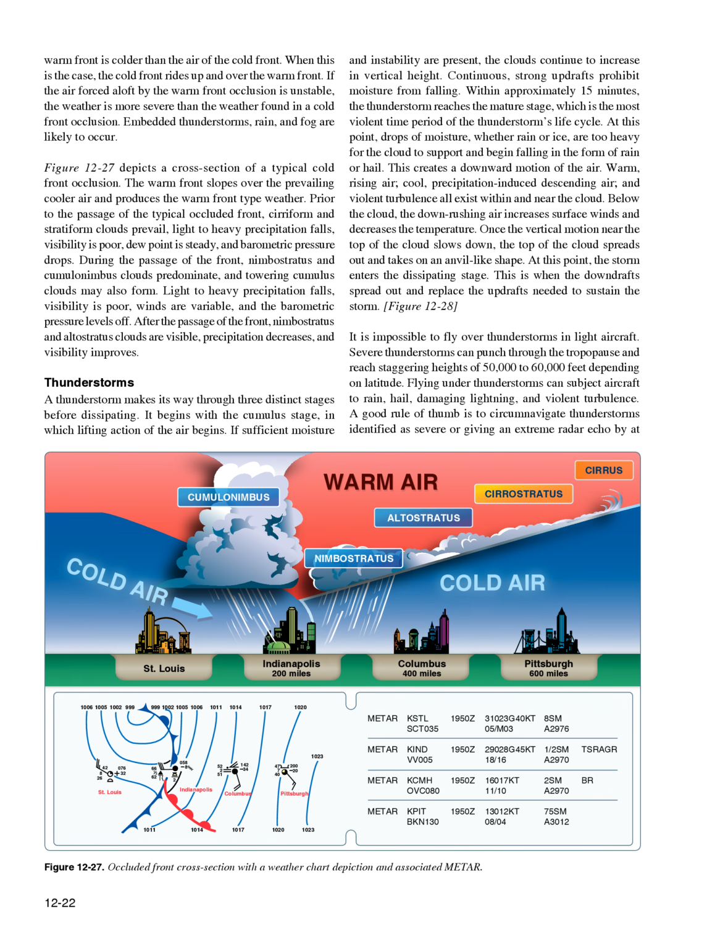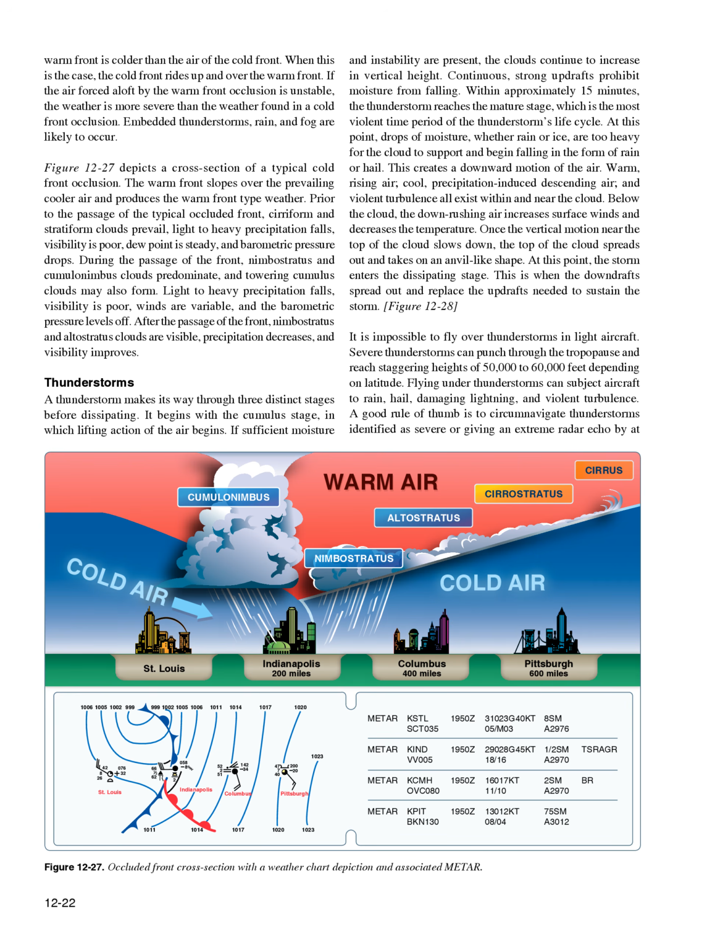Continuous, strong updrafts prohibit moisture from falling. Within approximately 15 minutes, the thunderstorm reaches the mature stage, which is the most violent time period of the thunderstorm's life cycle. At this point, drops of moisture, whether rain or ice, are too heavy for the cloud to support and begin falling in the form of rain or hail. This creates a downward motion of the air.